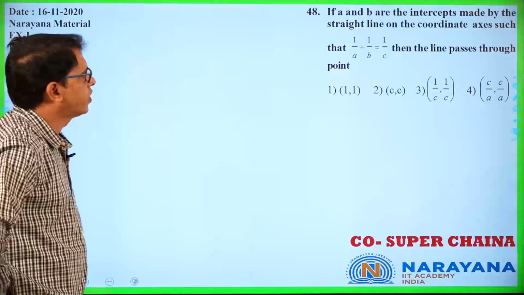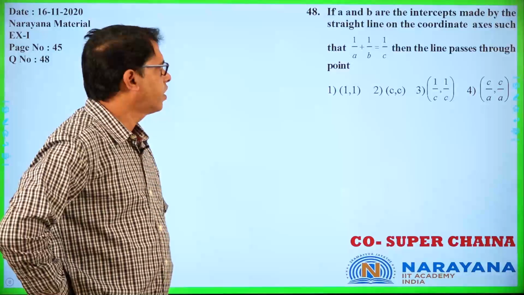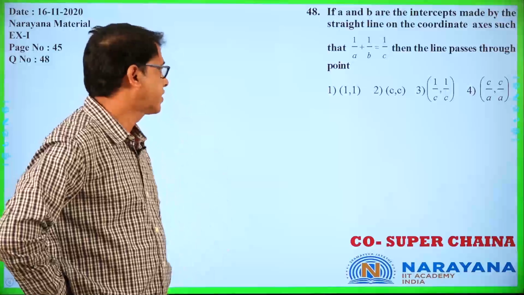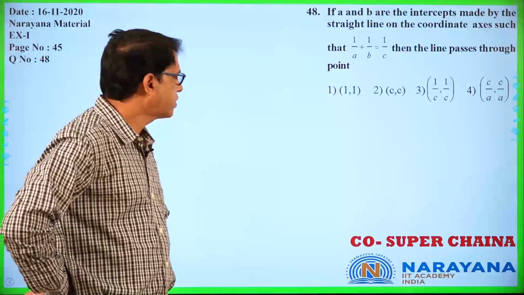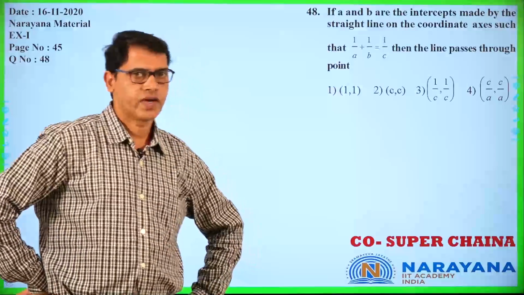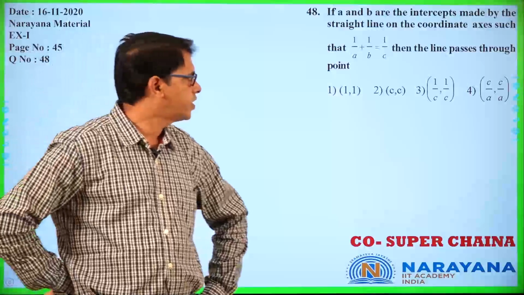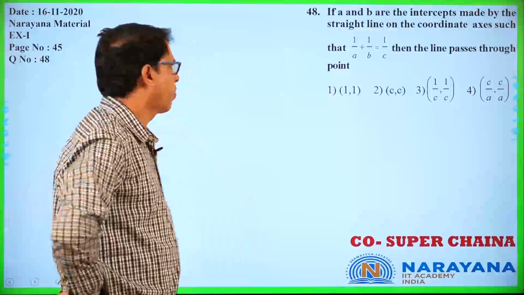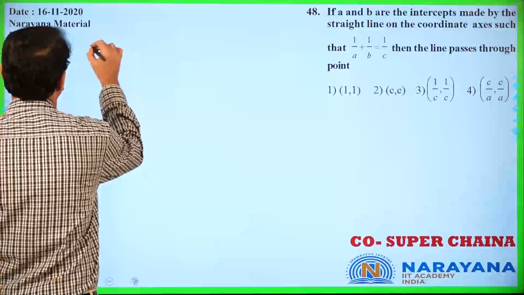Go through the question. If A and B are the intercepts made by the straight line on the coordinate axis such that 1 by A plus 1 by B equal to 1 by C, then the line passes through the point. Simple one. Okay. So first, what is the given condition?